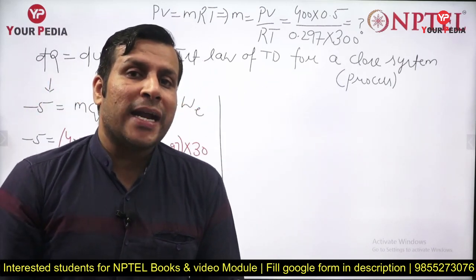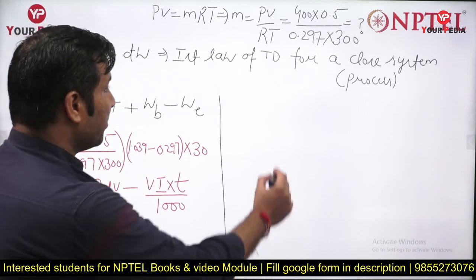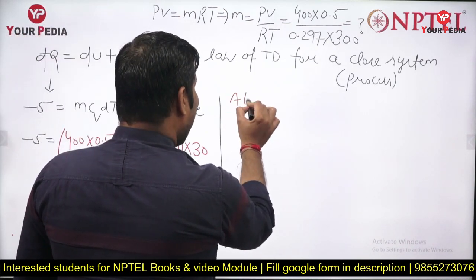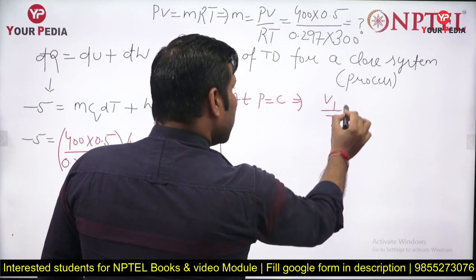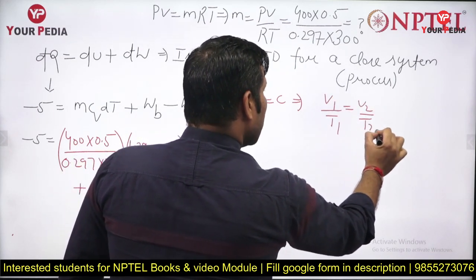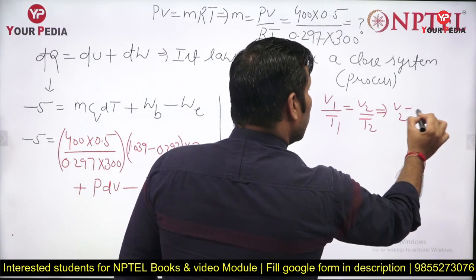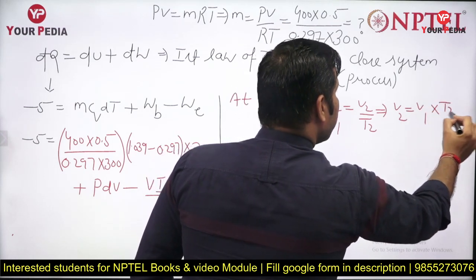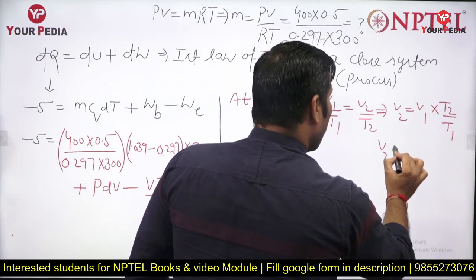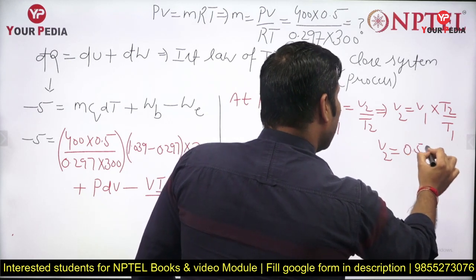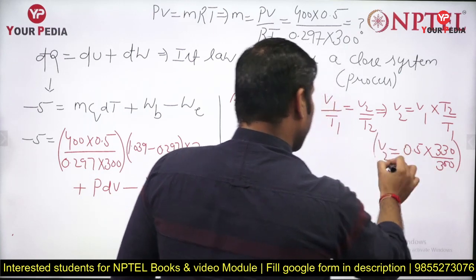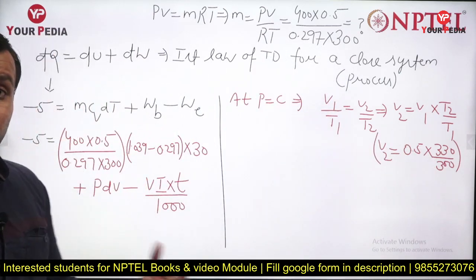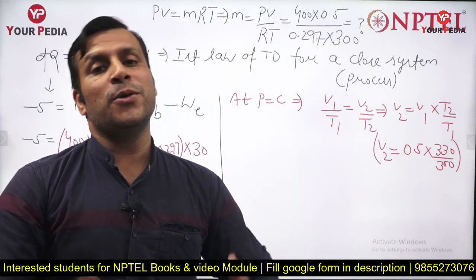Final volume you will also get if you use the basic relationship: at constant pressure, V1 by T1 equals V2 by T2. So V2 equals V1 into T2 by T1. The final volume will be V1, 0.5, into T2, which is 330, divided by T1. So you will get V2. We know the final volume and the initial volume, so easily you will get the change in volume.